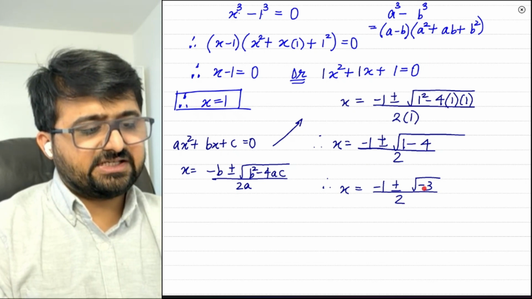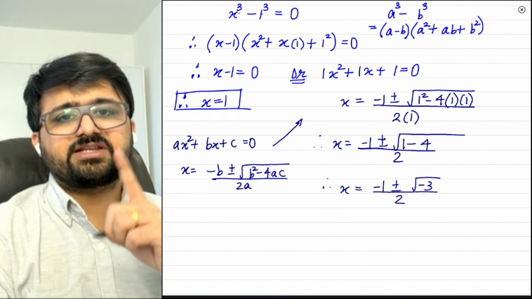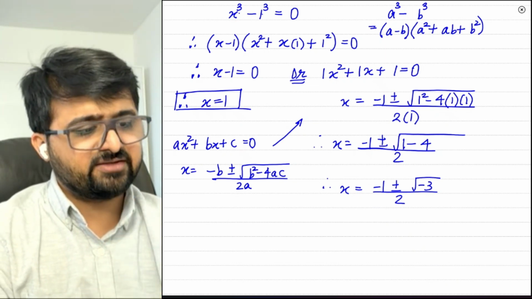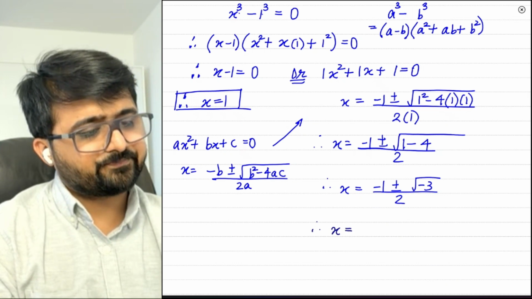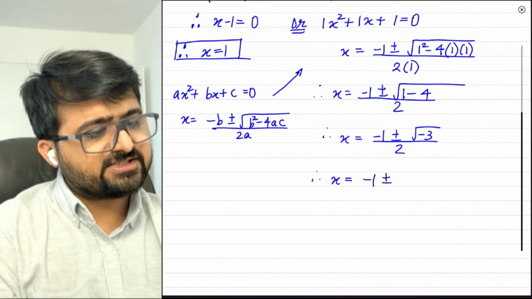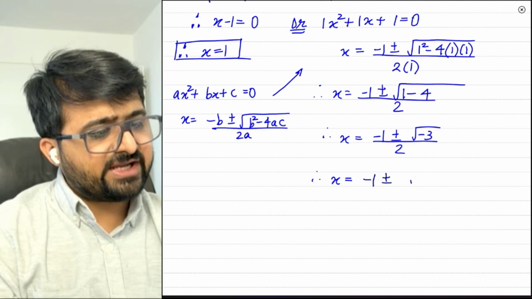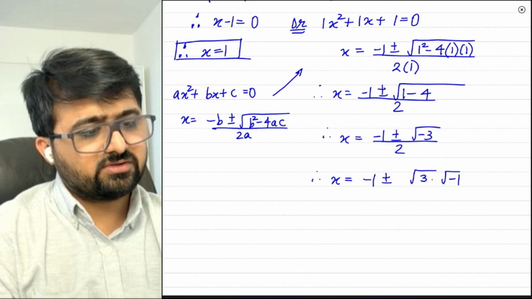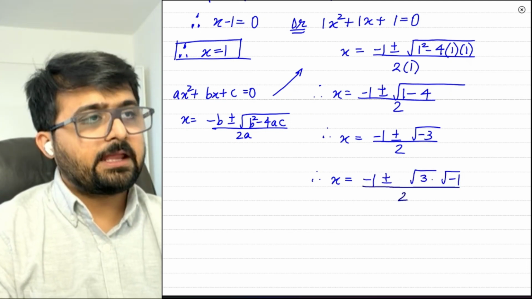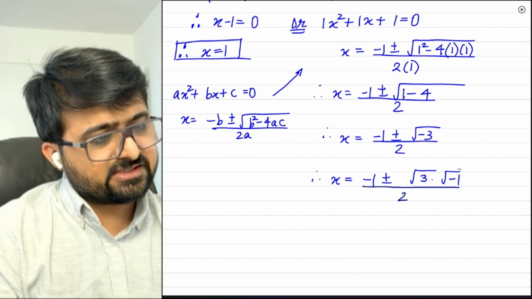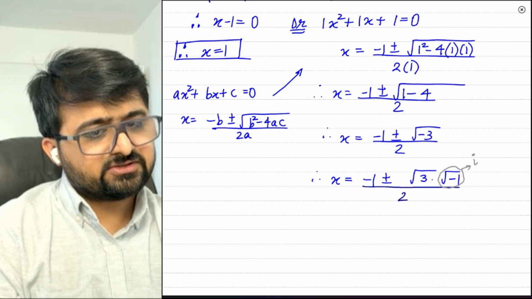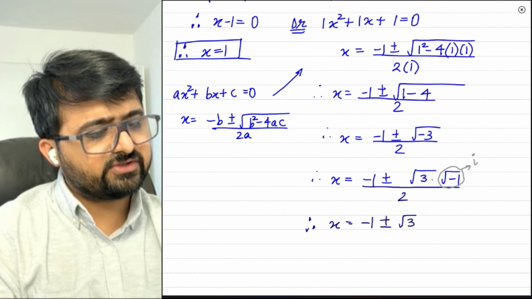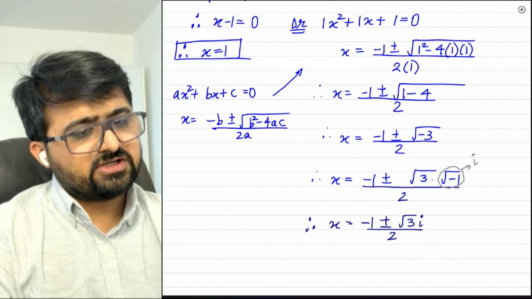Square root of minus 3. If it is the square root of a negative number, always remember that it is an imaginary number. So x is equal to minus 1 plus minus. This square root of minus 3 we can write as square root of 3 into square root of minus 1, divided by 2. Now, the square root of minus 1 is nothing but i. So x is equal to minus 1 plus minus square root of 3 times i divided by 2. So we have three solutions now.